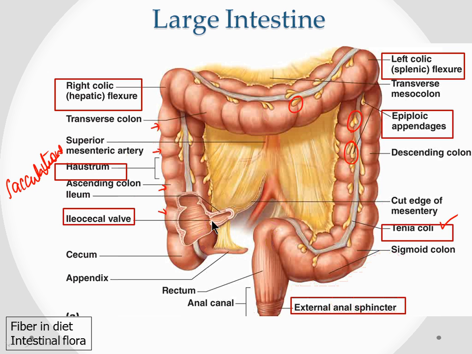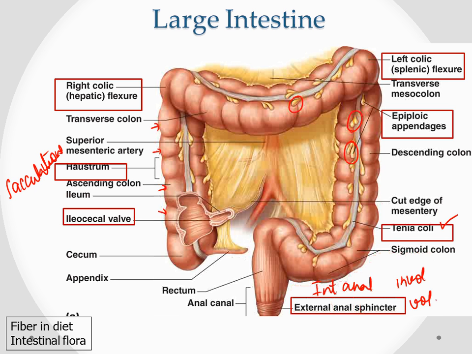Apart from this ileocecal valve, at the lower end where the anal canal is present, you have 2 sphincters. You have an external anal sphincter, which is voluntary, and you have another one a little bit above, which is called the internal anal sphincter, which is involuntary. So you have 2 sphincters in that region.